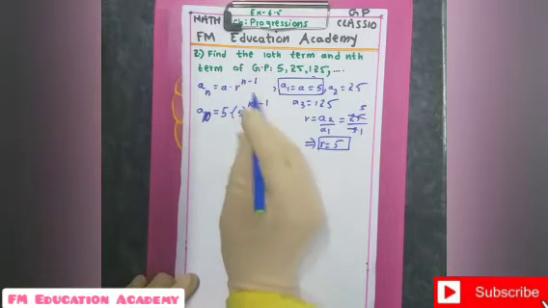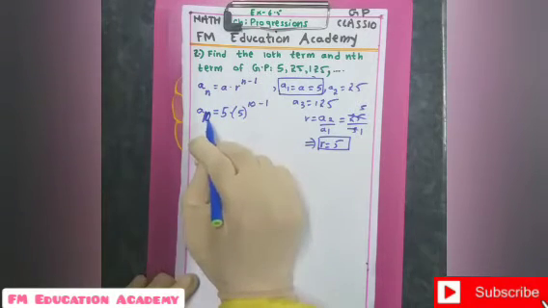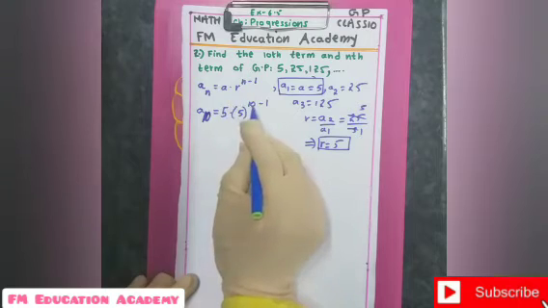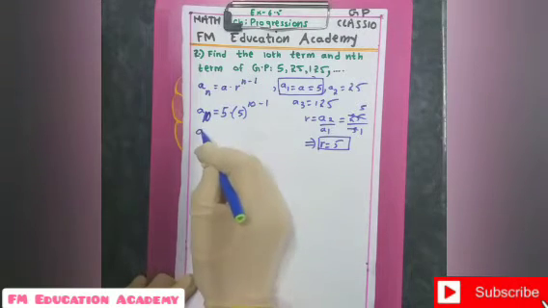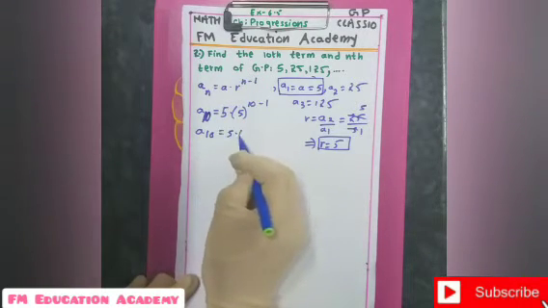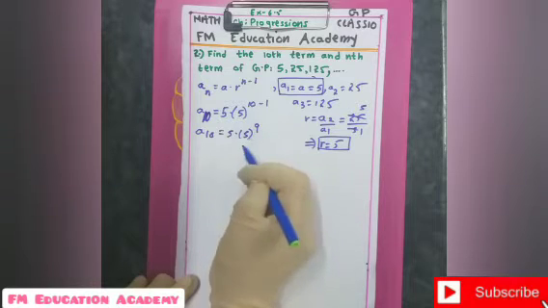Observe, compare both the equations. In place of n, I am substituting 10 here, and here also in place of n, I am substituting 10. So A10 is equal to 5 into 5 power 10 minus 1, which is 9.